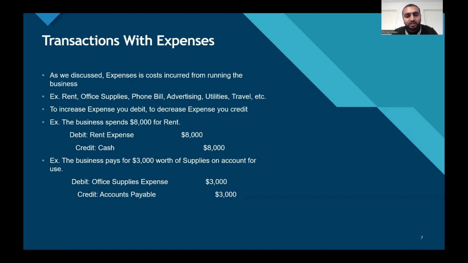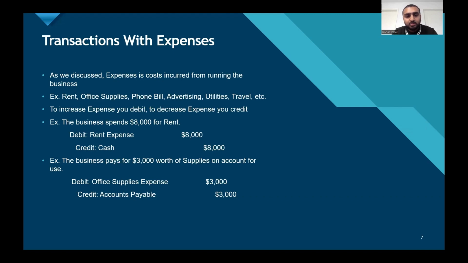We credit the cash account because this is essentially what we're paying out, right? So we're paying cash. An asset is being used to pay the rent expense. In this case, it's cash. So cash is being used, and since cash is being used and it's an assets account, to decrease an assets account, we credit it. So we credit cash for $8,000.